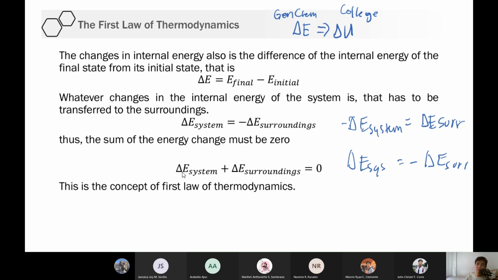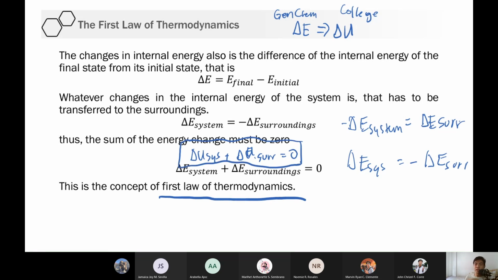If you transpose this to the other side, you will get this equation, which is the basis of the first law of thermodynamics. Delta U system plus delta U surroundings equals 0. So, that is the basis of the thermodynamics. In words, that can be translated as the energy cannot be created nor destroyed. It can only be converted from one form to the other. Yan yung meaning ng equation na yan. Yan yung basis ng first law of thermodynamics.